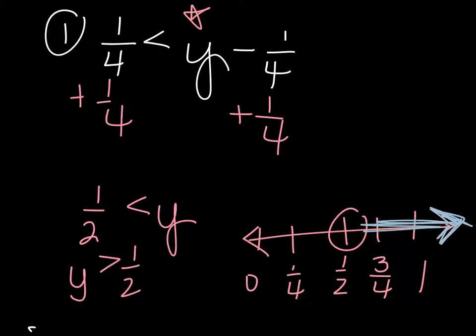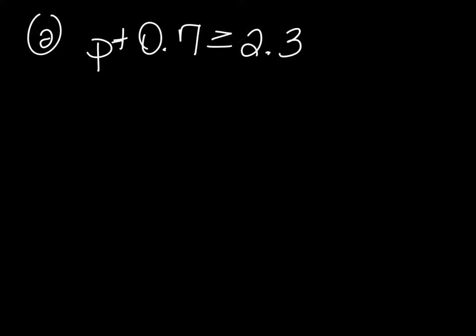Alright, let's look at the next one. P plus 0.7 is greater than or equal to 2.3. Again, Isaac, which side do I start on? On the side of the variable, I look for addition or subtraction to inverse. I'm going to subtract the 0.7. P is greater than or equal to, I have different signs, so I'm going to subtract.